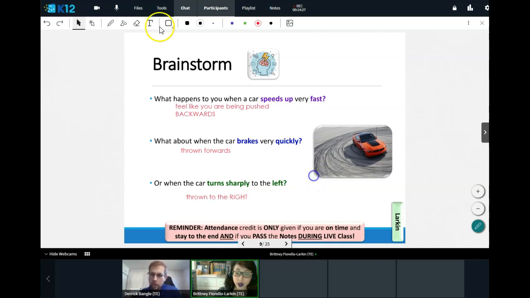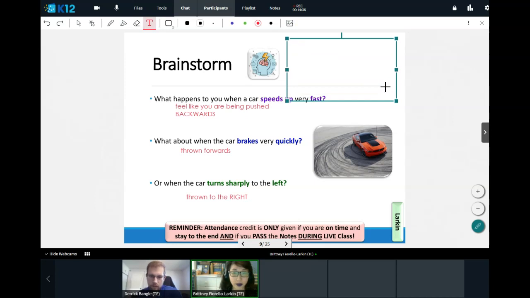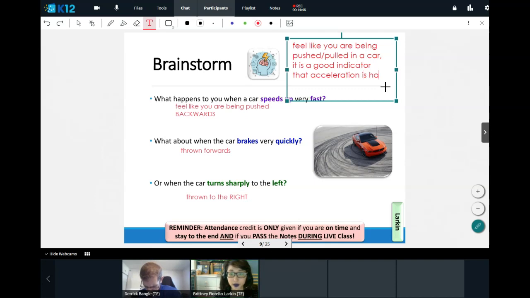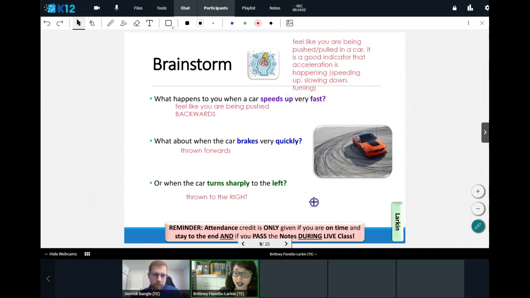Okay, so this is important to understand that we actually know when cars are accelerating based on what's happening to our bodies. If you feel like you are being pushed or pulled in a car, it is a good indicator that acceleration is happening. You're either speeding up, slowing down, or turning. Those are all examples of acceleration. Go ahead and give me a smiley or an emoji in the chat box.